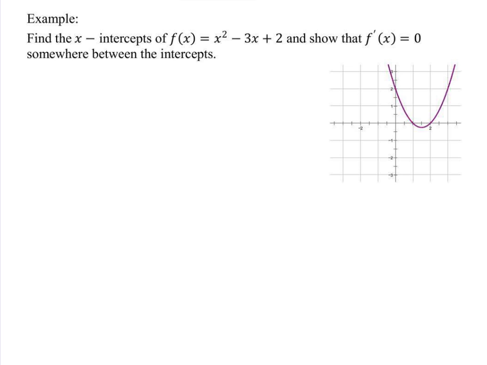When x is 0, you have a y-intercept. That would give me 2. So you set it equal to 0. This guy right here has to be 0 when y is 0. So now I have x squared minus 3x plus 2 equals 0. Now what? Factor.